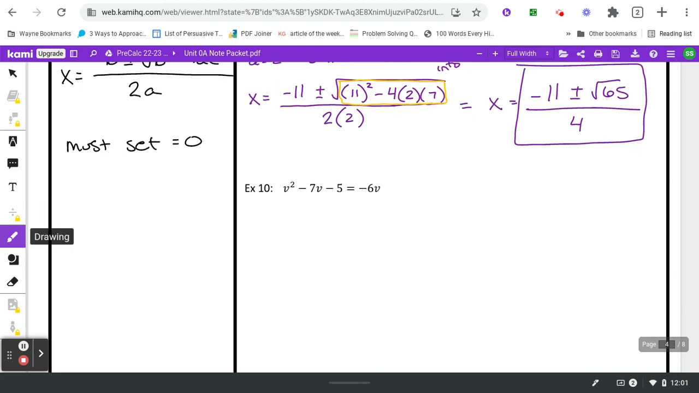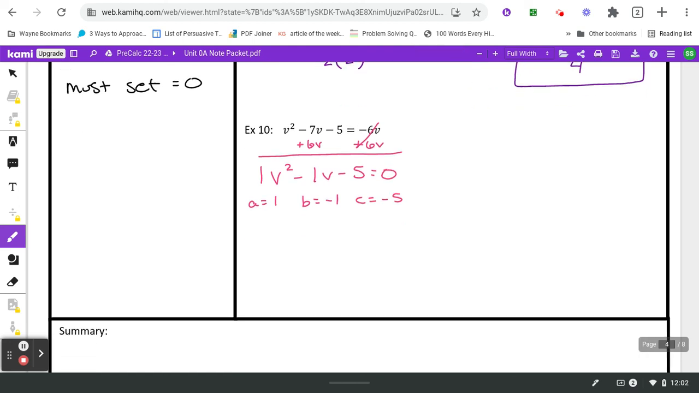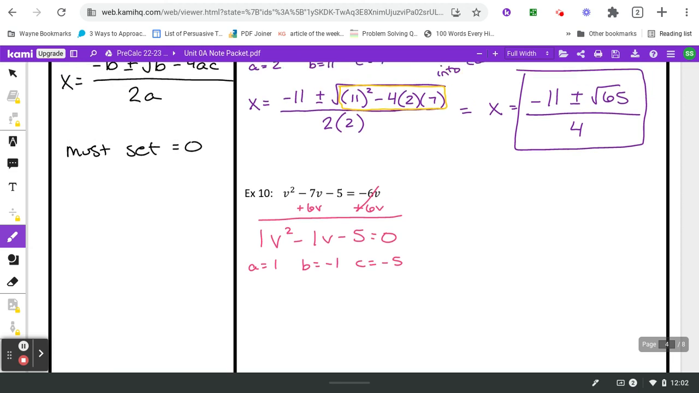All right, example number 10. We'll move the 6v to the other side. And again, line it up with its like term, the other v. And I'm just going to put a 1 in front of here because I need a number for each letter. So I want to make sure we know that that's a 1. Right, and then we'll start plugging things in.